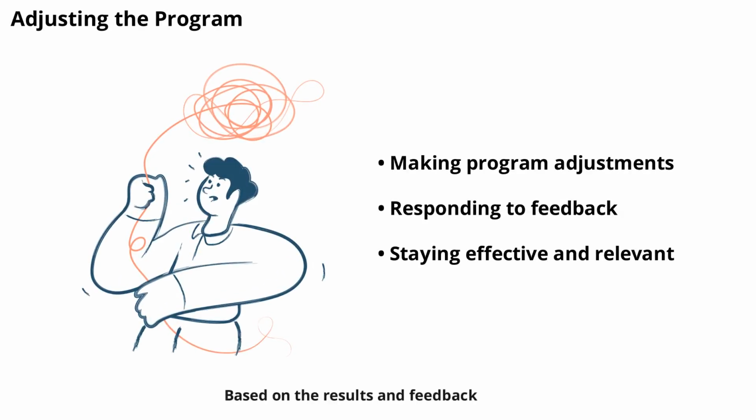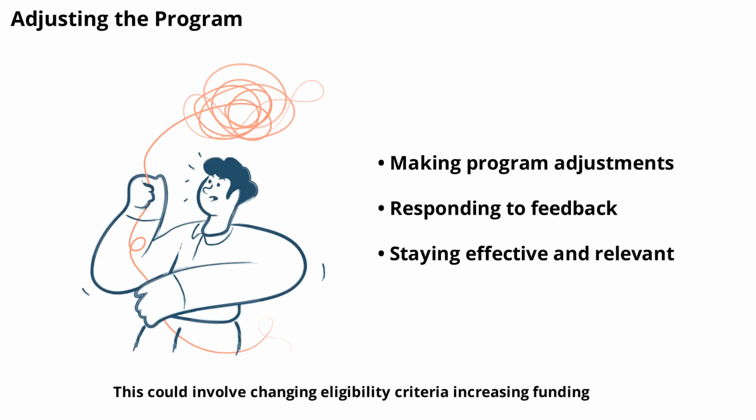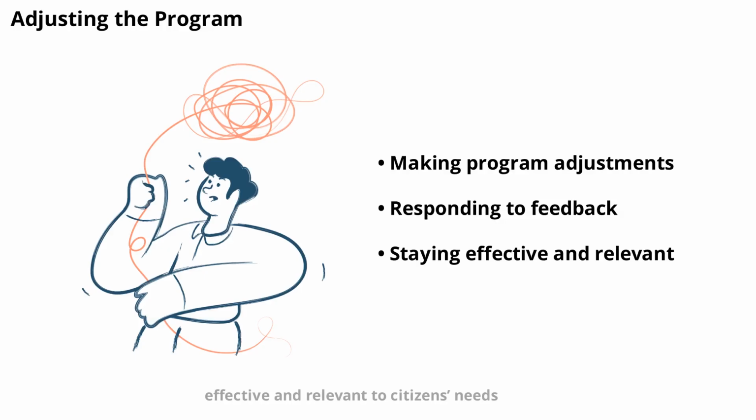Based on the results and feedback, adjustments may be made to the program. This could involve changing eligibility criteria, increasing funding, or modifying procedures. Flexibility is important, as real-world conditions can change over time. By making timely adjustments, governments ensure that programs remain effective and relevant to citizens' needs.